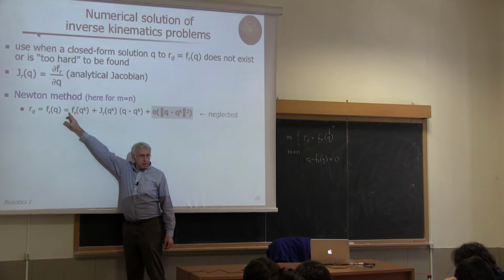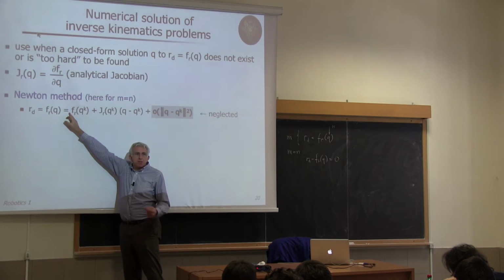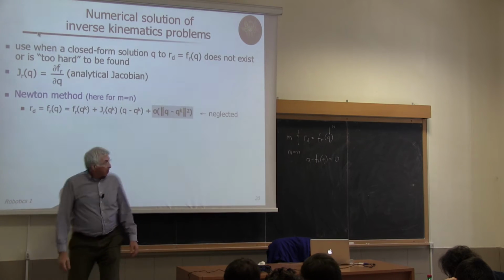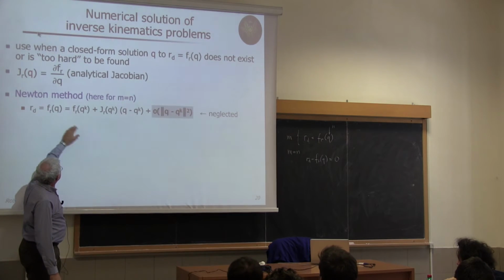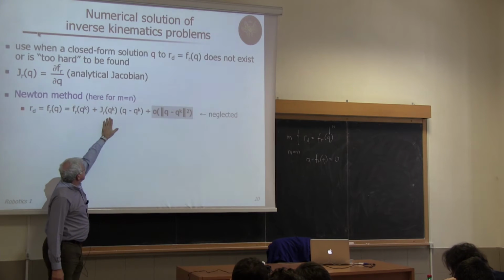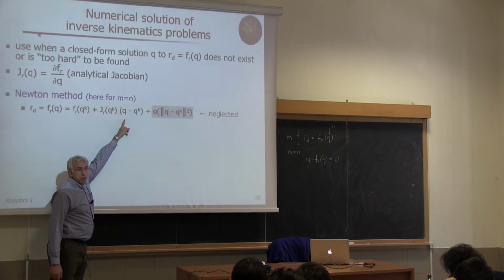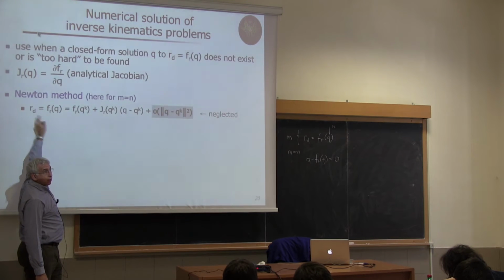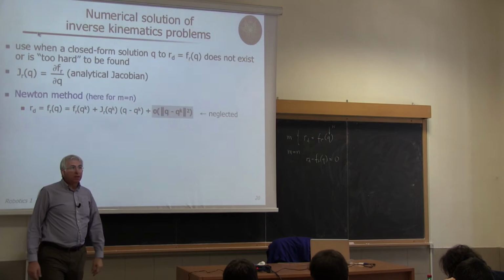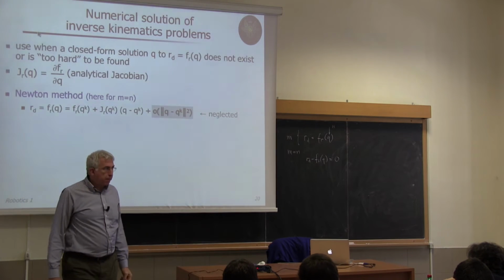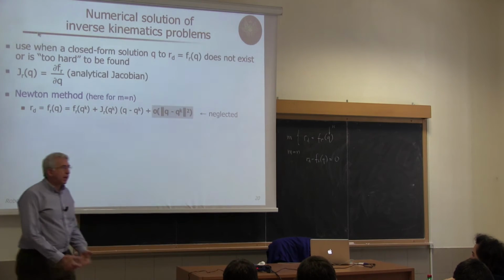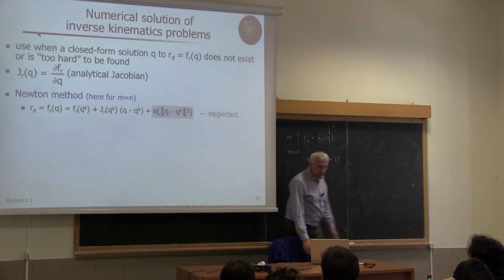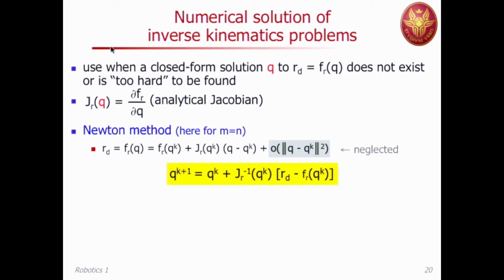But in fact, Newton method just takes this as an equality, and now you see that removing that part, this is constant, and this is a linear function in q. So that should be chosen so that it equals the desired value of r. Very simple. How do we solve this? We solve this by inverting the square Jacobian.